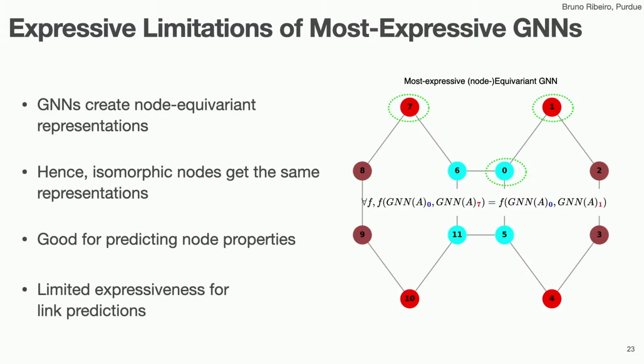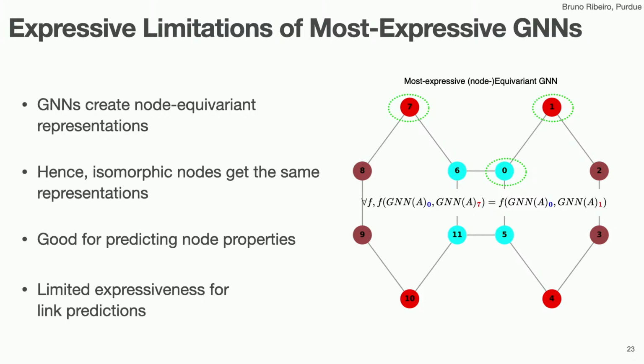Consider that I'm trying to do some link prediction on this graph, OK? So this node is isomorphic to this node. So a GNN, because it's equivariant on nodes, will give the same embedding for both of these nodes. So the embedding has to be the same. Therefore, if I'm trying to predict a link between 0 and 1 or 0 and 7, I cannot distinguish them. They look the same. So if I look at the embedding for 0, and then I apply a function with the embedding for 7, the output has to be the same as if I apply the function with the embedding for 1. Right? So it doesn't matter that the GNN is most expressive. There is a limited expressiveness for predicting joint tasks.